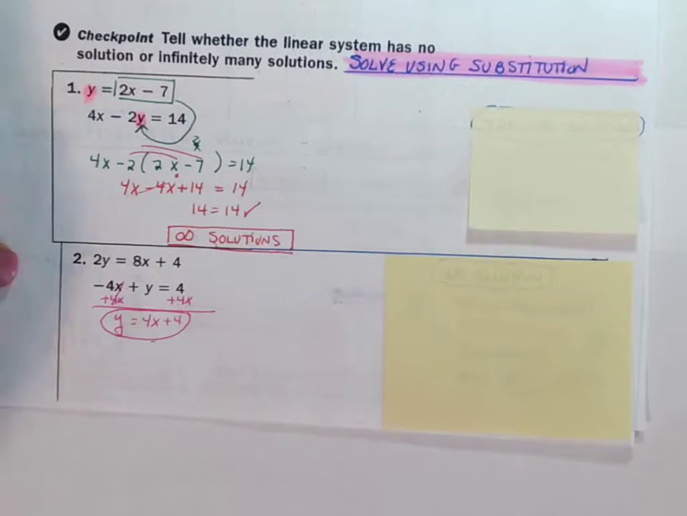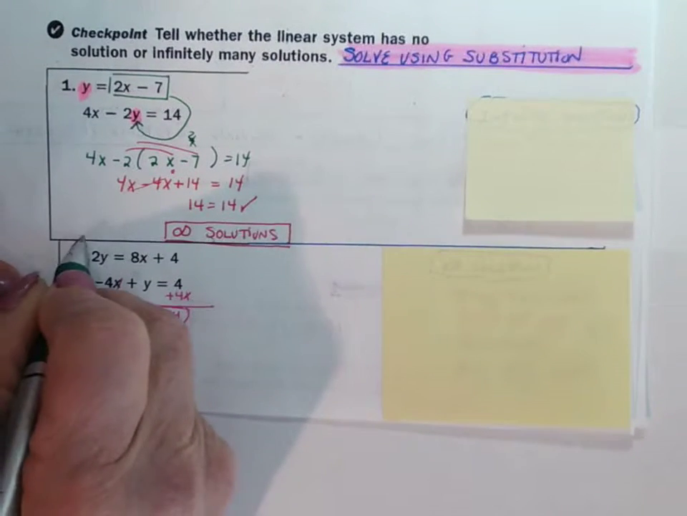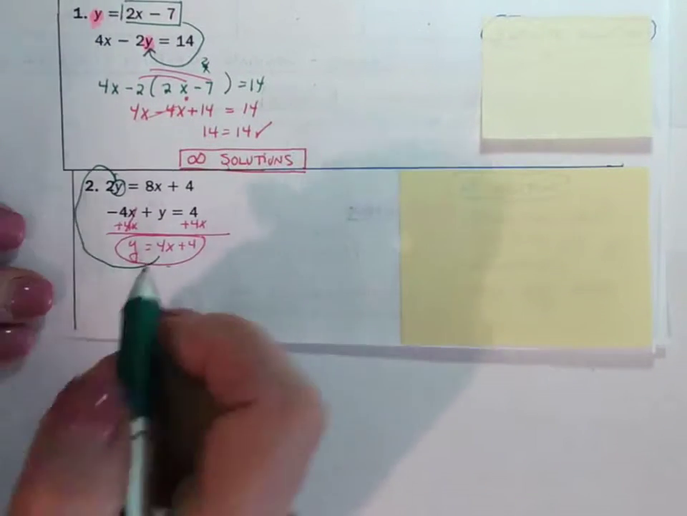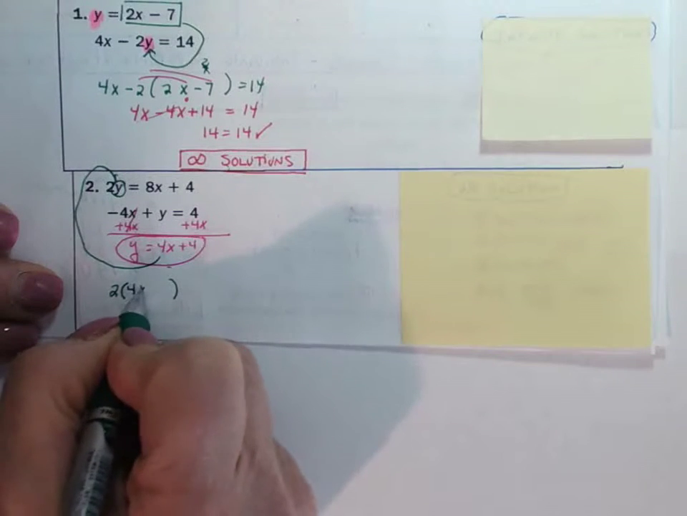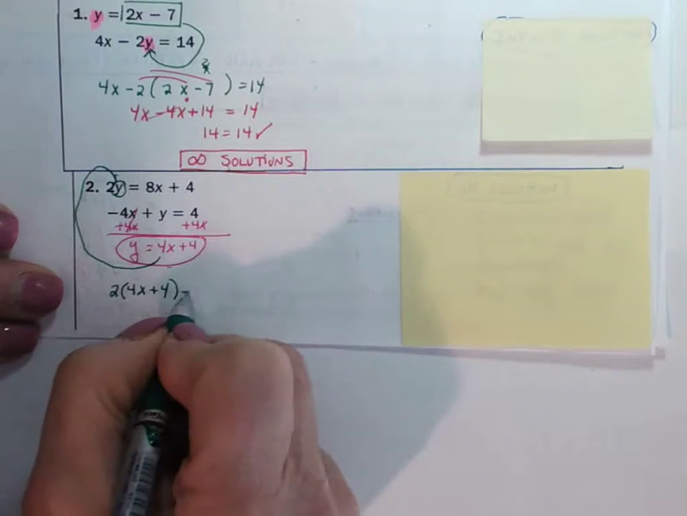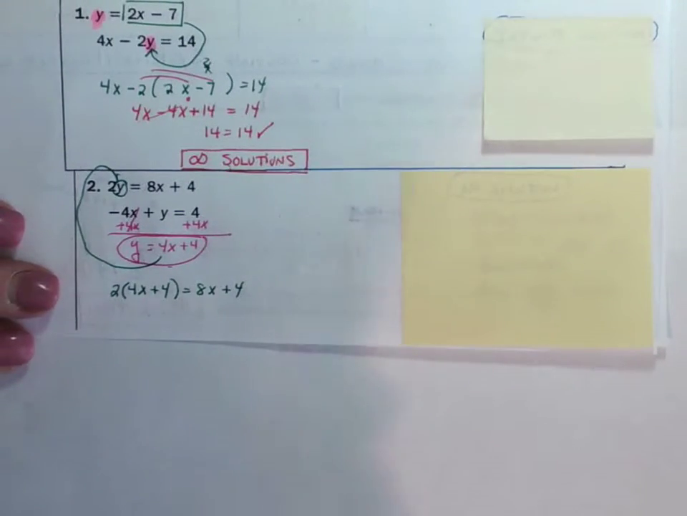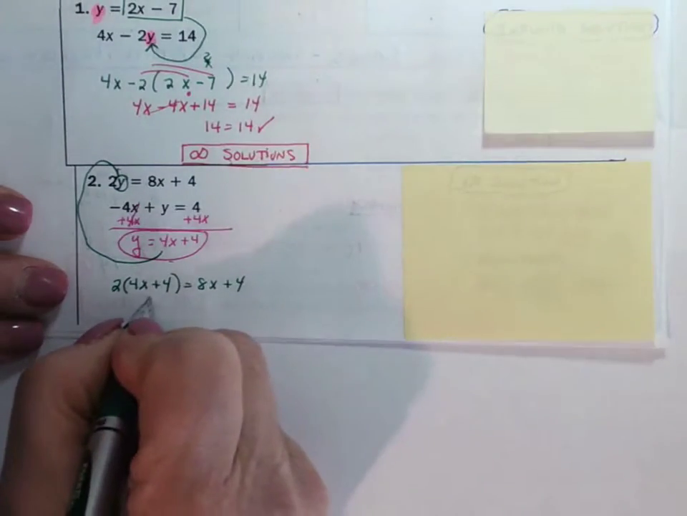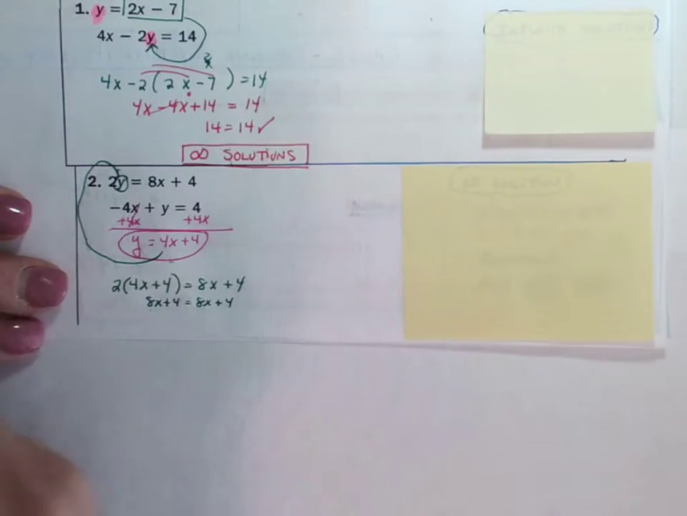And then what I'm going to do is I'm going to take this 4x plus 4 and I'm going to substitute it in for y. So 2, y is 4x plus 4 equals 8x plus 4. I'm going to distribute. 8x plus 4 equals 8x plus 4.